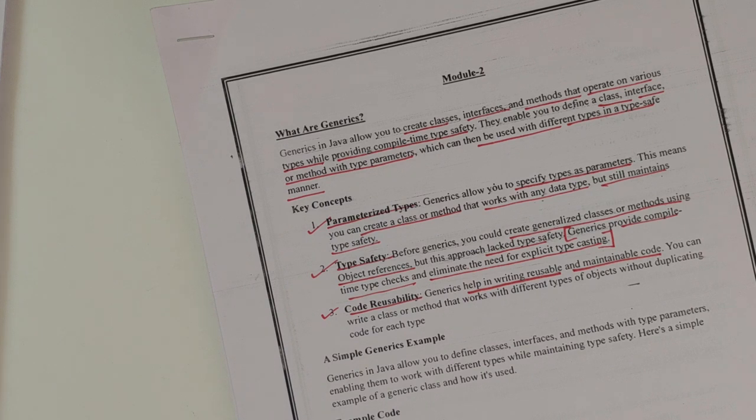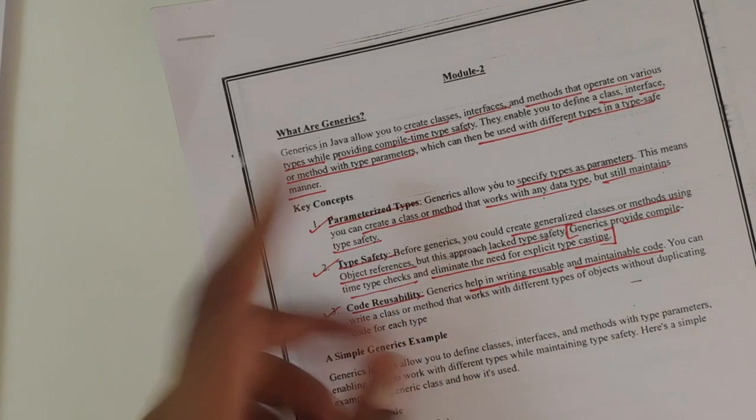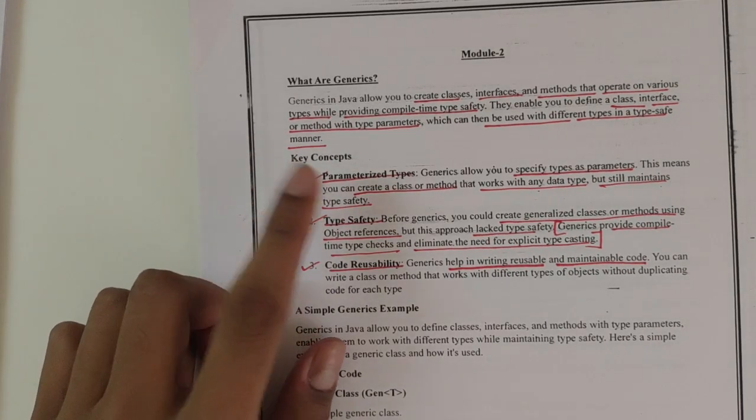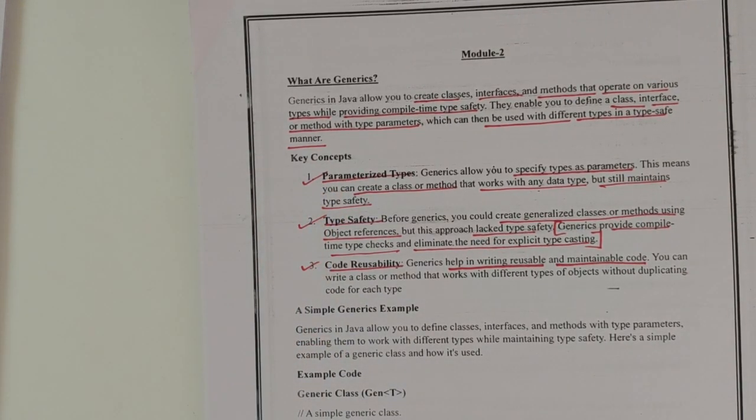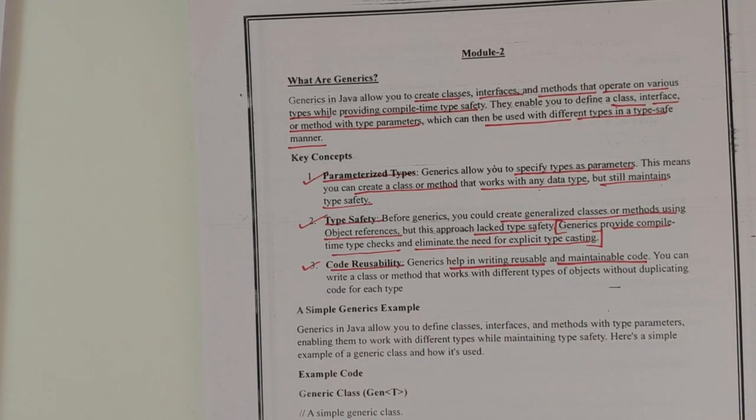So what are the key concepts? If we summarize, first is parameterized types. Generics help you to specify the parameters. That means you can create a class or a method that works on any data type, but it will still ensure type safety. Second is type safety. What is type safety? Type safety provides compile time checks and eliminates the need for explicit type casting. Next we have code reusability, which helps in writing reusable and maintainable code.